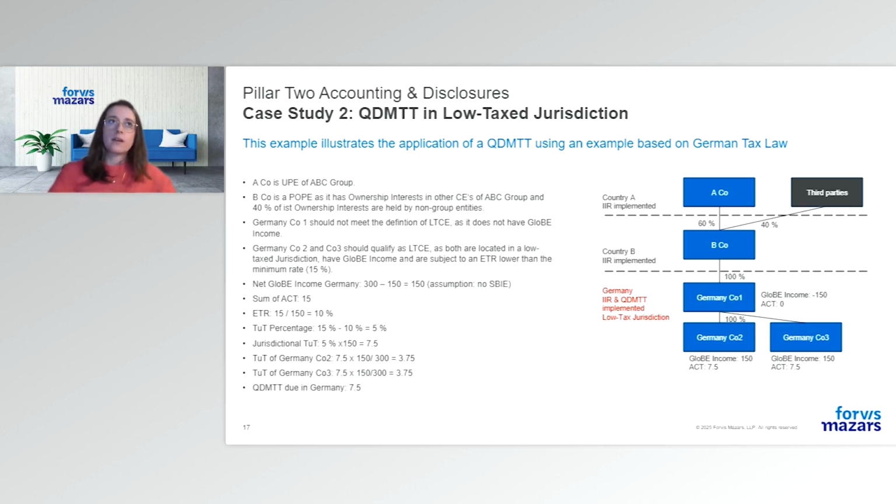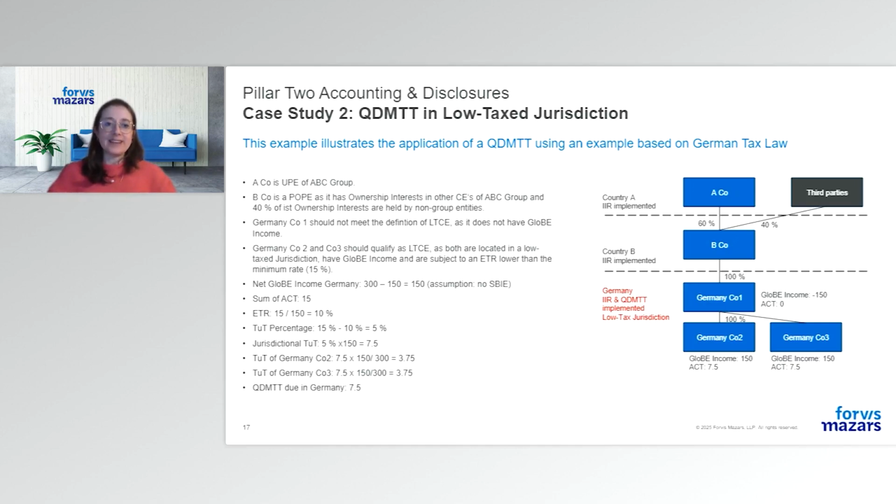So, like the other example, the top-up tax stays in Germany. Still, BCO and ACO will have to do the computations under the IIR, which is implemented and applicable, but they can offset the QDMTT paid in Germany. So in the best case, there will be no top-up tax at the level of ACO and BCO.